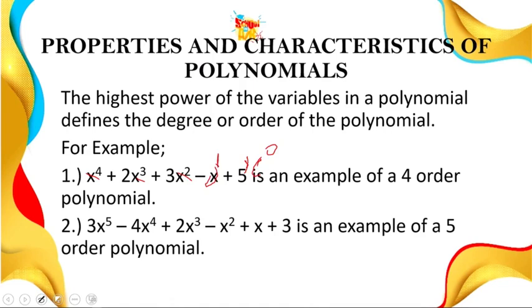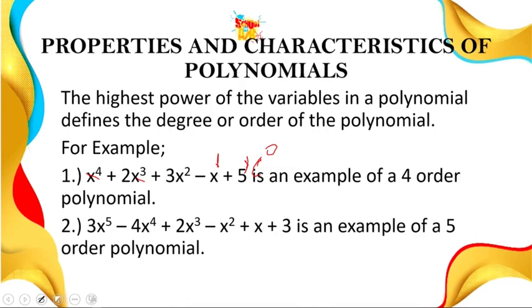So here, we can see that the highest of the powers here is still 4. This is going to make this polynomial a 4-order polynomial. Now for the second one, we have 3x raised to the power 5 minus 4x raised to the power 4 plus 2x raised to the power 3 minus x raised to the power 2 plus x plus 3.